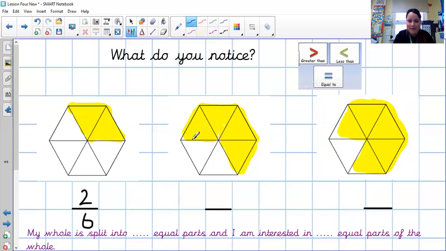Let's have a look at the next one. So our whole is split into or divided into 1, 2, 3, 4, 5, 6.